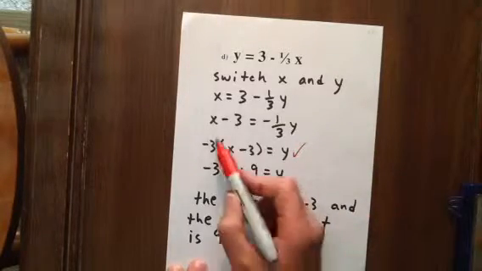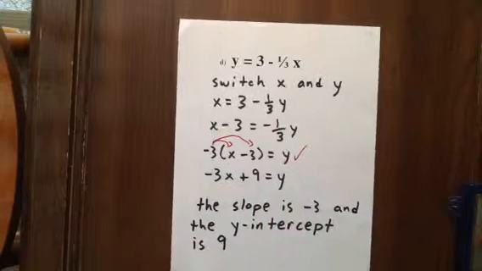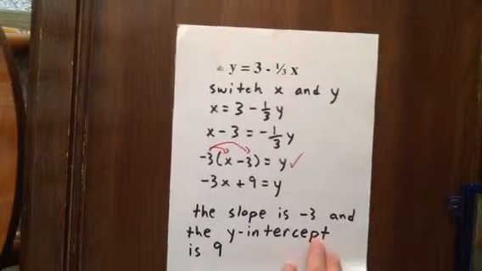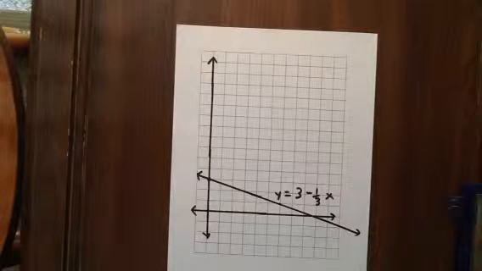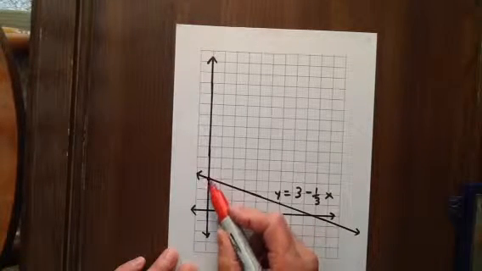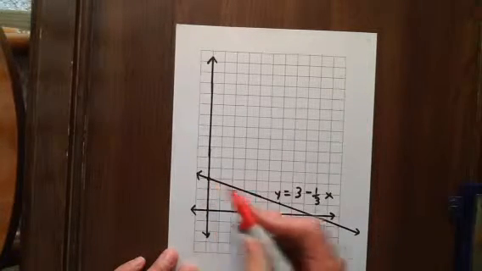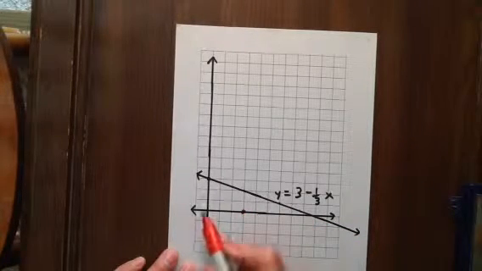And when we distribute in that -3 to determine the slope and y-intercept, we see that we get y equals -3x plus 9. The slope is -3, and the y-intercept is 9. Well, the graph of that looks like this. Okay, so we're going to graph the inverse. This point right here is the point (0, 3). So we're going to go to the point (3, 0), which is right there.